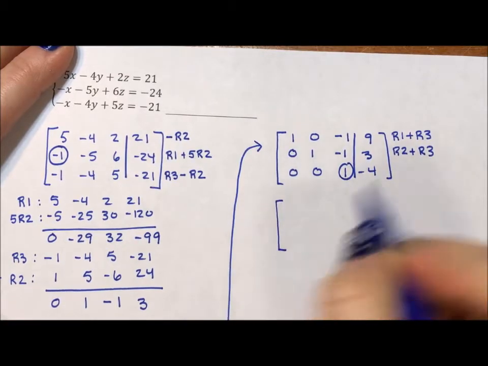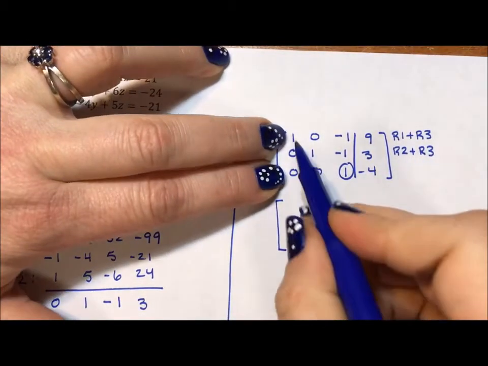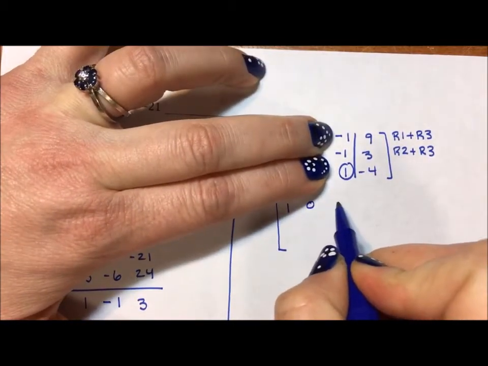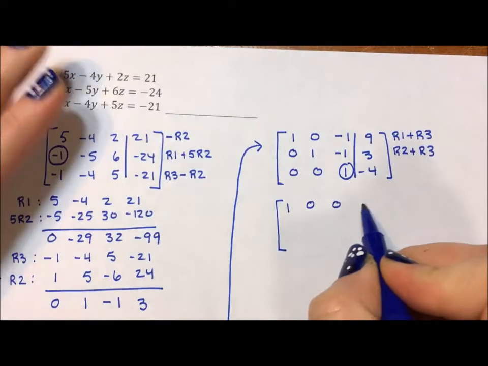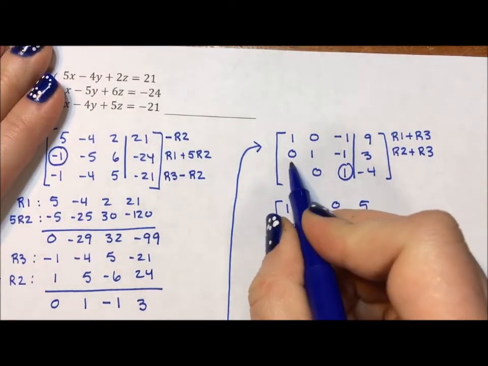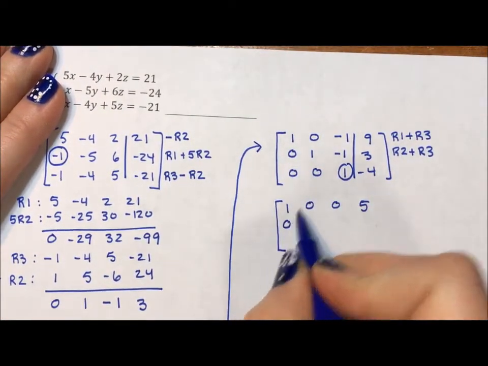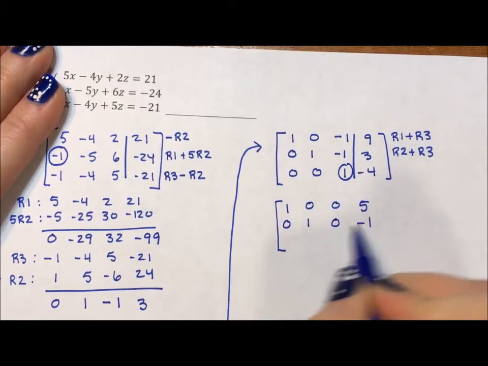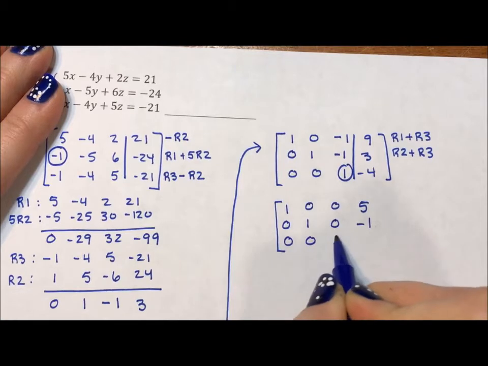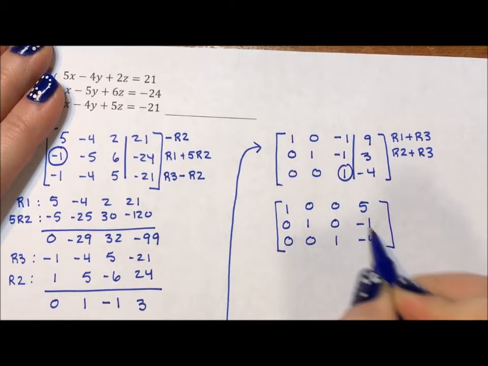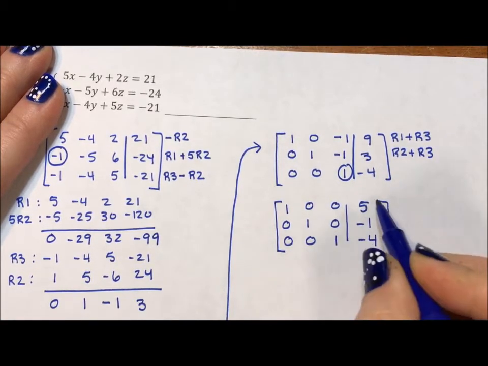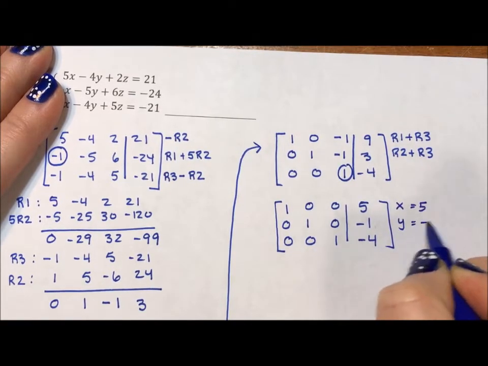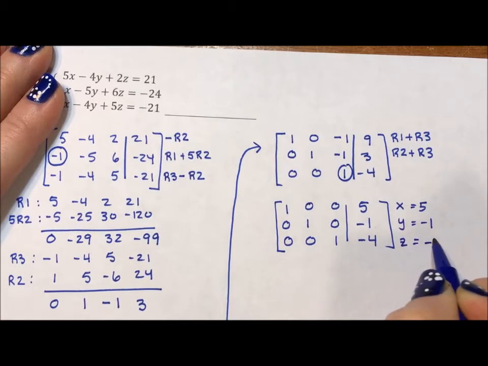So row 1 plus row 3, that's 1 plus 0, 0 plus 0, negative 1 plus 1, 9 minus 4. Row 2 plus row 3, 0 plus 0, 1 plus 0, negative 1 plus 1, 3 minus 4, and then my last row, 0, 0, 1, negative 4. I have my identity matrix. This translates to x equaling 5, y equaling negative 1, and z equaling negative 4.